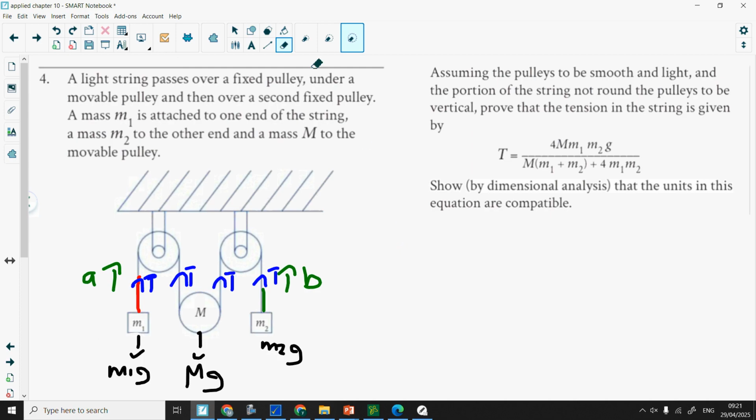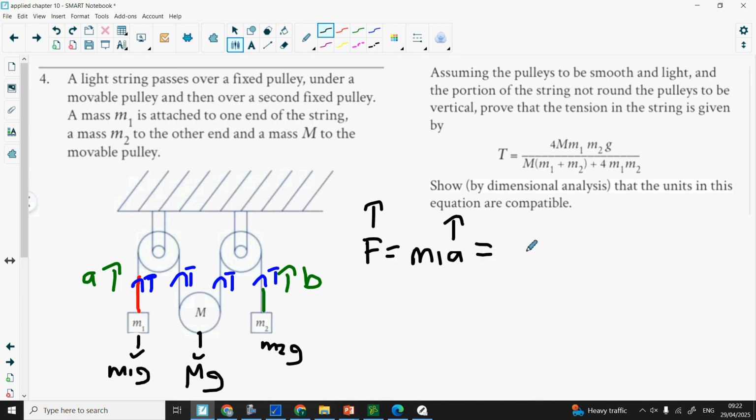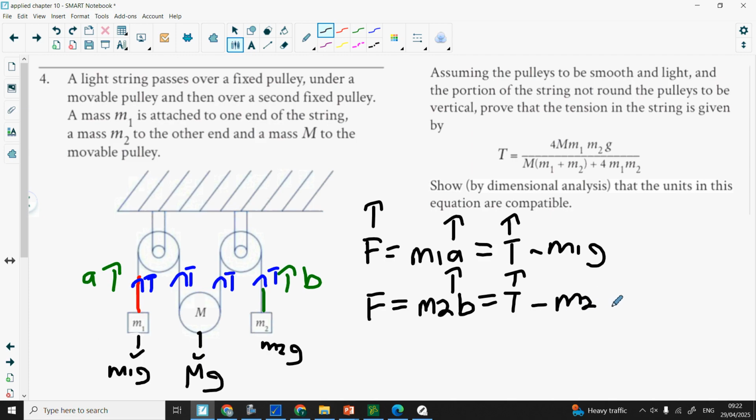Let's start off with each one. For m1, the force is going upwards: m1a is also going upwards, which means it's getting pulled by the tension going upwards, minus m1g. The next one, the force is going upwards, which is m2 times b, once again caused by the tension, take away m2g. Did everybody get those two equations?